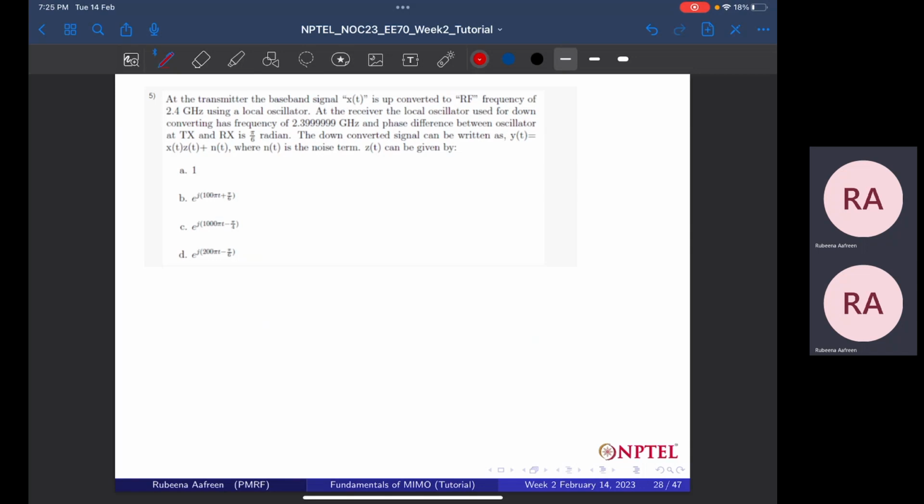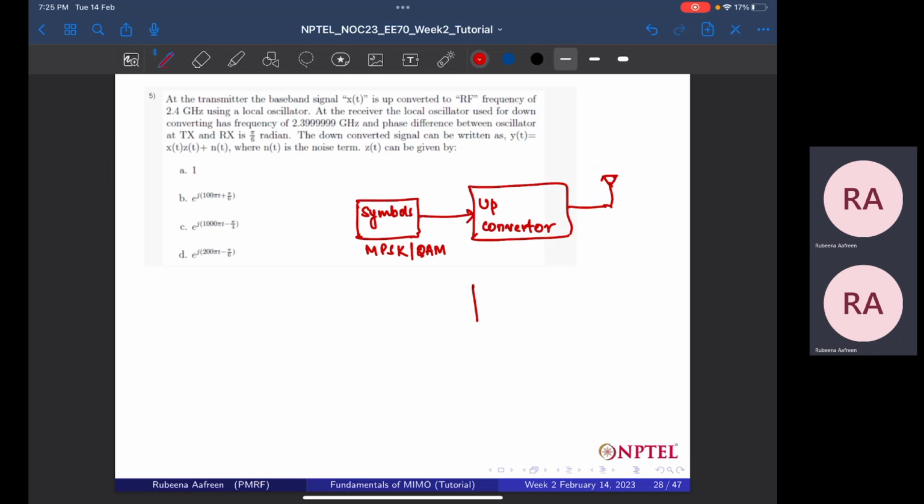So what happens is that at the transmitter, we have the symbols, which are suppose MPSK or QAM symbols, anything like that. Then these are up converted and then sent to the channel. At the receiver, these are down converted, and then here signal processing happens.